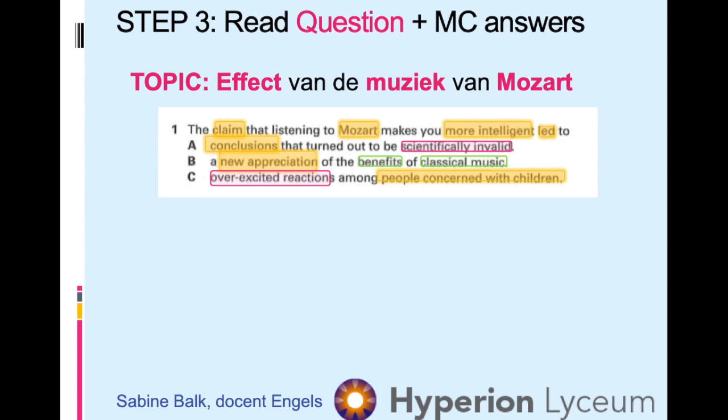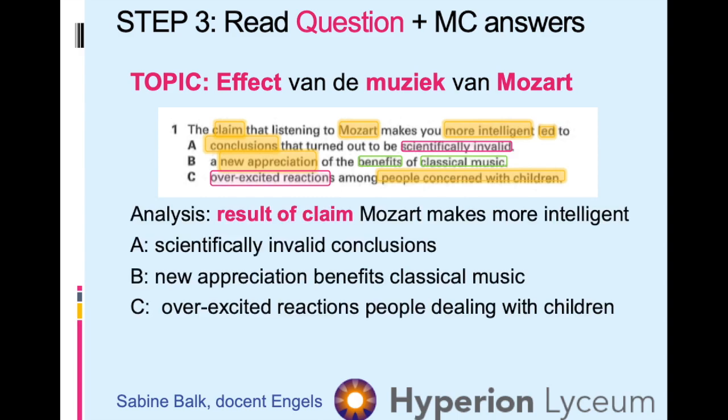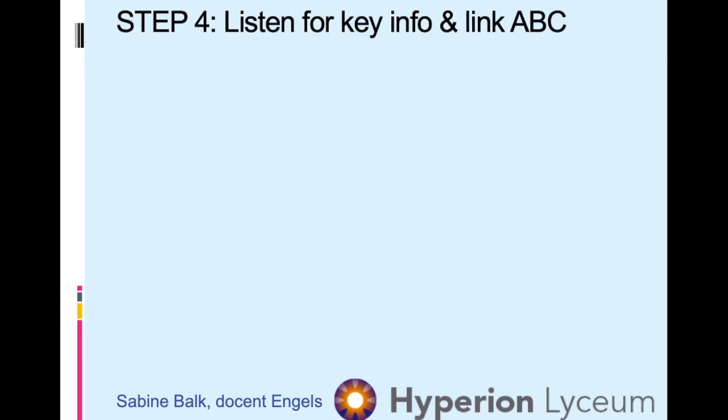And I've made that slightly red because scientifically invalid is a negative concept. B, a new appreciation of the benefits of classical music, so that would be a positive one. And C, overexcited reactions could be interpreted as negative, of people who are concerned with children. So then children would be mentioned a lot in the clip as well. There's my analysis. Your next step is to listen to the clip and you listen for key information and link it to the ABC multiple choice answers.